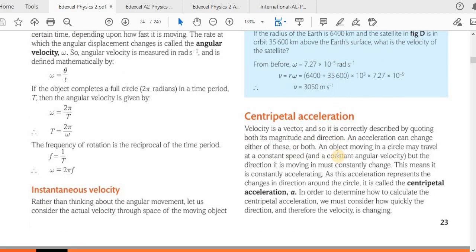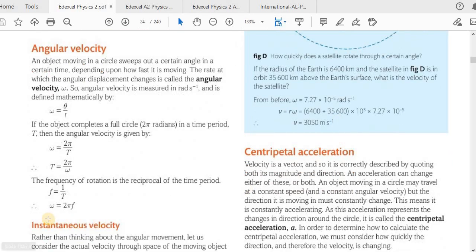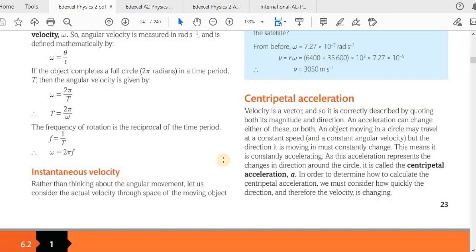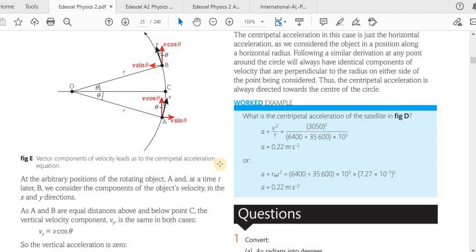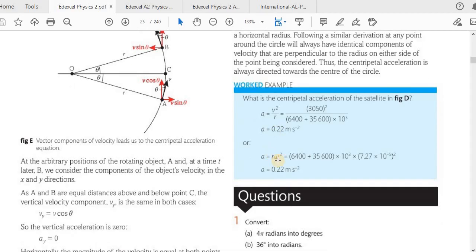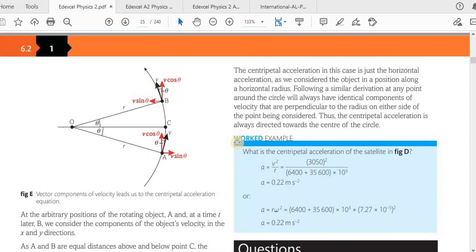Okay, so now you learned about instantaneous velocity. You learned this other equation that has omega and f. Now we have centripetal acceleration. Basically here what you need to know are just two equations. One is this, a equals v squared over r, and the other is a equals omega squared r, or r omega squared. So I'll just write those equations also.